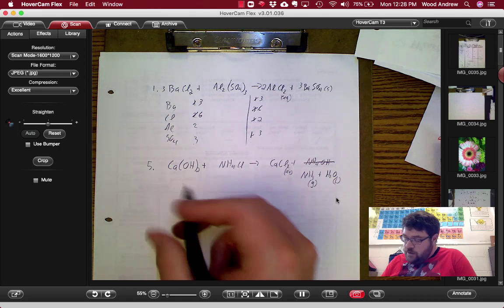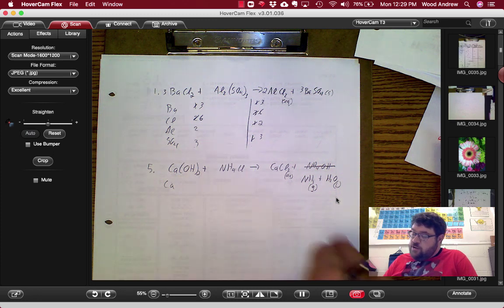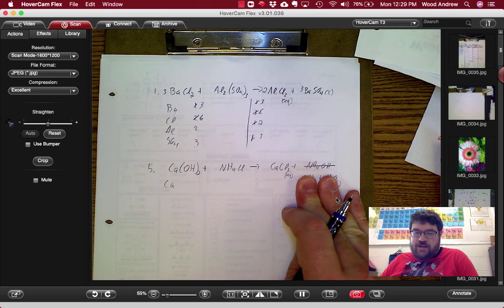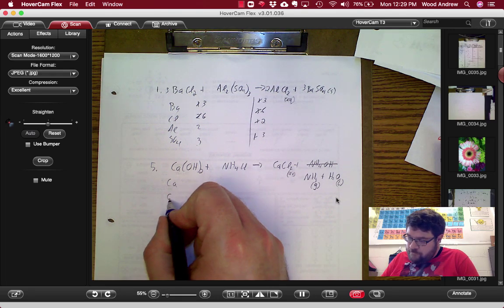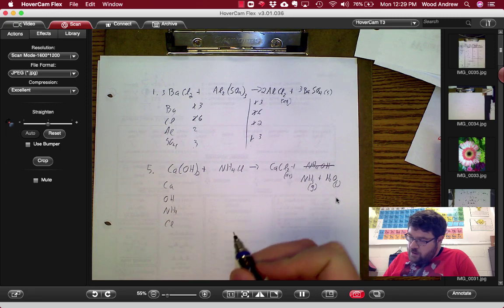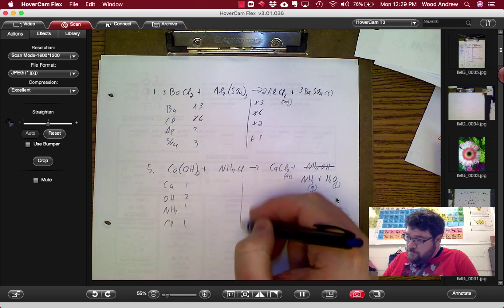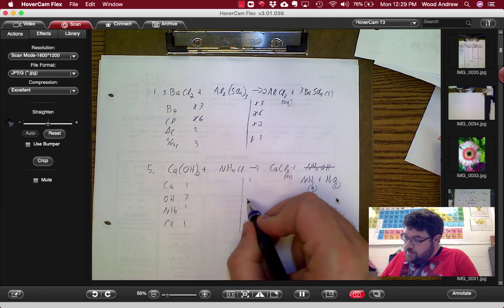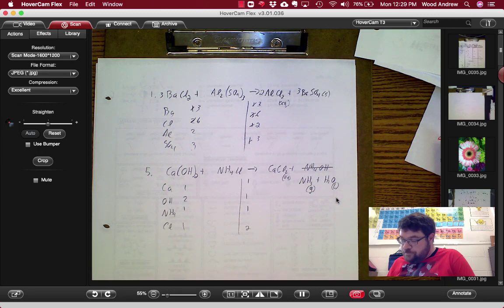let's see here. I have calcium, and this is where it gets a little tricky. I've told a couple of you about this who asked. It's almost easier to balance it as ammonium hydroxide and then solve that at the end. So let's do it that way. I have 1 calcium, 2 hydroxides, 1 ammonium, and 1 chlorine here. 1 calcium, 2 chlorides, 1 ammonium, and 1 hydroxide there.